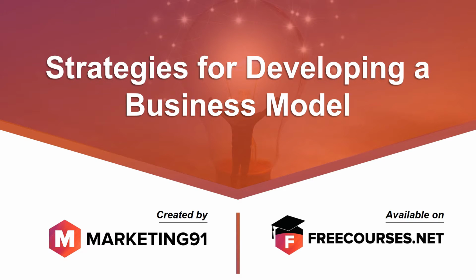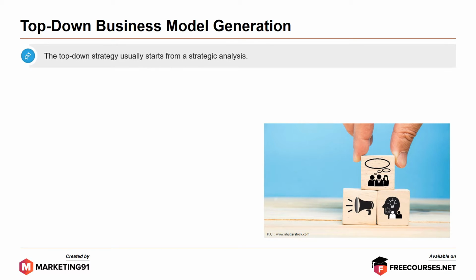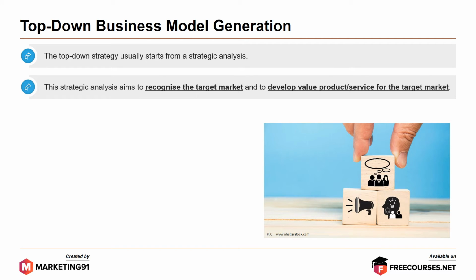In this video, we are going to cover the topic on strategies for developing a business model. There are two strategies. Let's start with the first one, top-down business model generation. The top-down strategy usually starts from a strategic analysis. This strategic analysis aims to recognize the target market and to develop a value product or service for the target market.